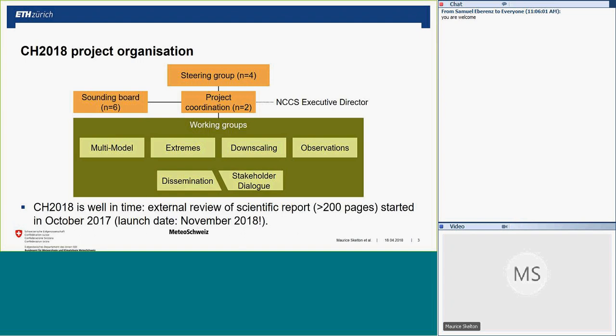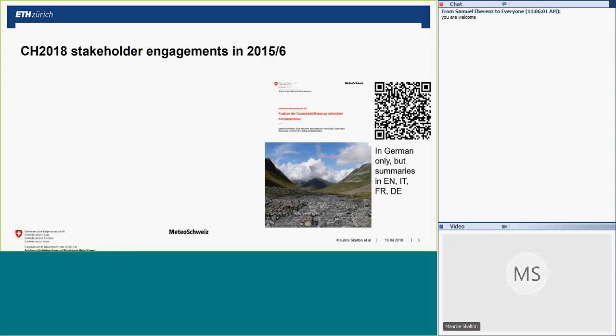In terms of the timeline, since 2018 has been running for years, it's well in time. Basically, the external review of the scientific report started already in October 2017, so that's 1 year before the launch date, and so far the reviews have come back. The authors have done the corrections, so it looks promising to be able to release the data in November.